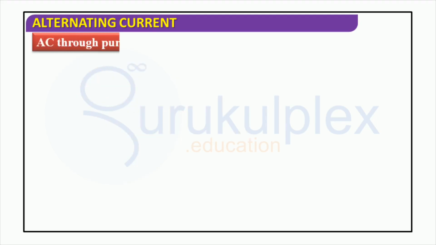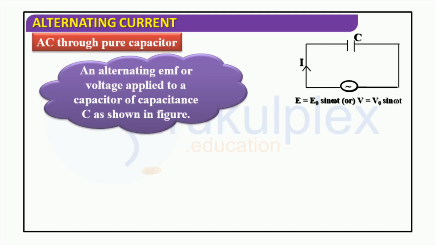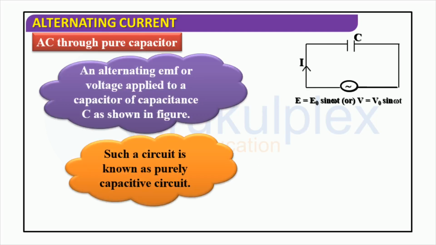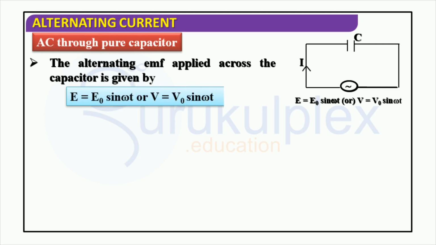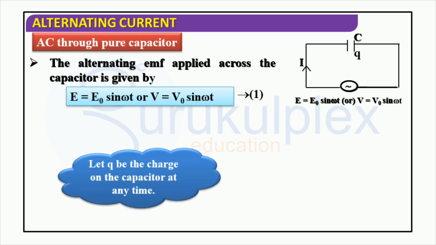The alternating current in a purely capacitive circuit flows in accordance with an alternating voltage. Equation 1 describes the voltage across the capacitor, which is V equals V0 sin omega t, with V0 being the peak voltage and omega being the angular frequency of the current. Additionally, the charge on the capacitor is also fluctuating with this same frequency. By differentiating equation 1 with respect to time, we can determine the rate of charge change on the capacitor.